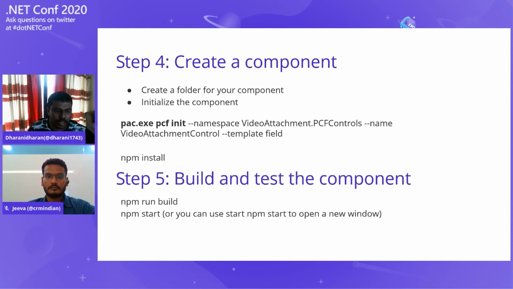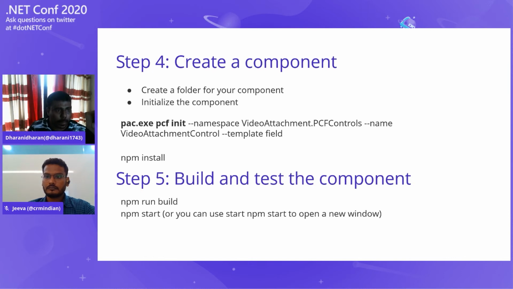And next is the name. It is the name of the custom control and component you are about to create. And next we have a template. As of now, we have only two templates, one for a field and the other for a dataset. PCF currently allows you to create custom controls for a field or a view. Once this step is done, after the folder creation and running this command, you can run npm install or npm i to install the modules.